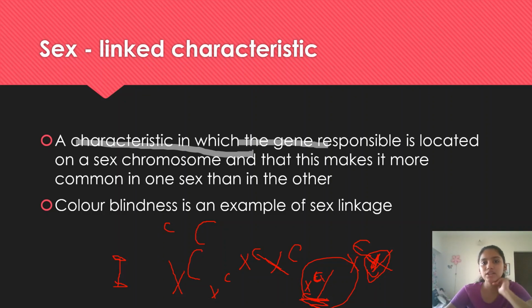So that is why, if you're given a pedigree diagram with an example of a sex-linked characteristic, you'll probably see that the sex-linked characteristic is more common in males. And why is that? Because no gene is present on the Y chromosome. Okay, it is located on a sex chromosome.